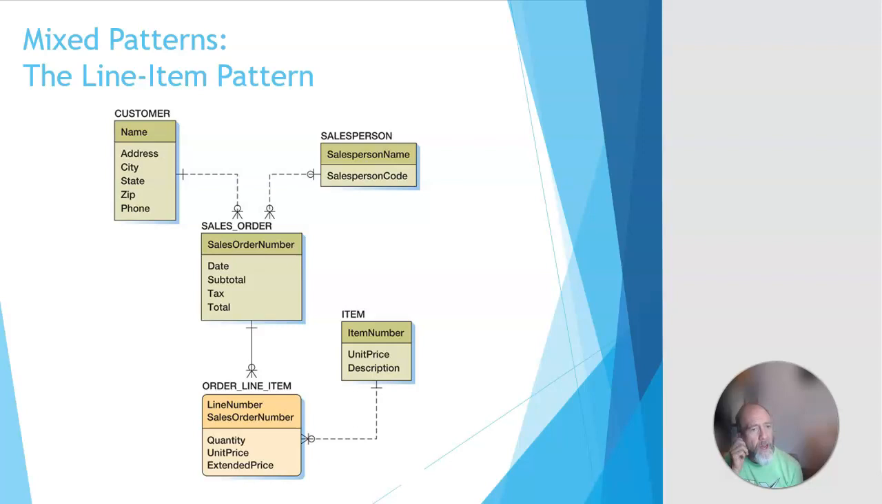Now, you have patterns that can potentially be mixed. And we'll look at this one here because notice you've got a customer and the customer has an order. And you have a salesperson and the salesperson has an order. And the order might have a specific line item because it can have multiple items that go in the order.